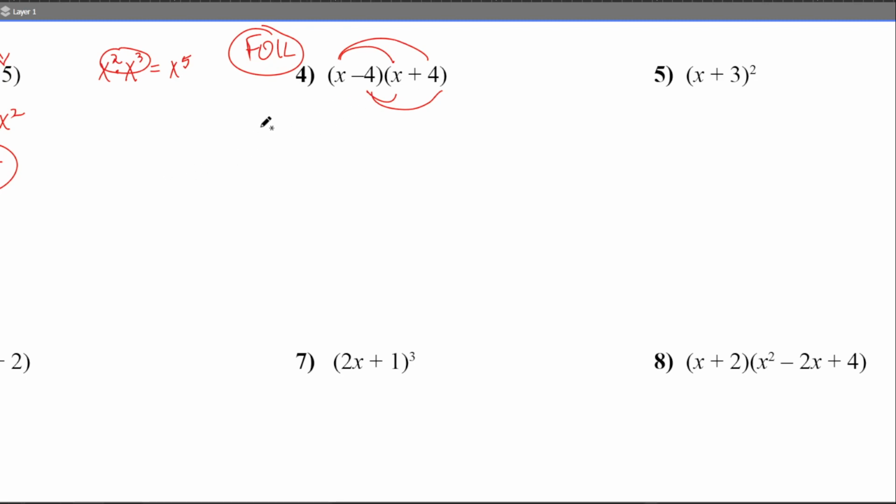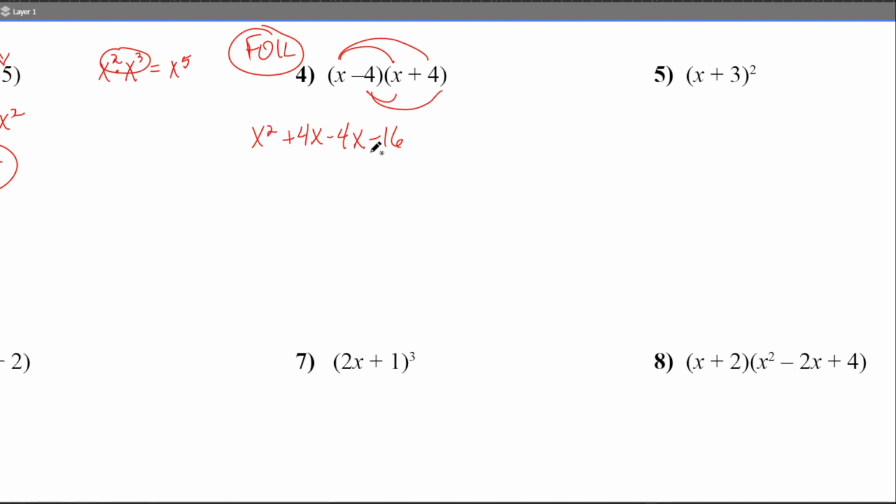The first, x times x, which is x squared. The outside is x times 4, or 4 times x, and that's positive, so it's a plus 4x. The inside terms, it's a negative 4 times x, which is a negative 4x. And then it's negative 4 times 4, which is a negative 16. Add like terms. Just like I said, we're going to be adding like terms a lot. So that's what the first two problems were. And we're going to add like terms here.